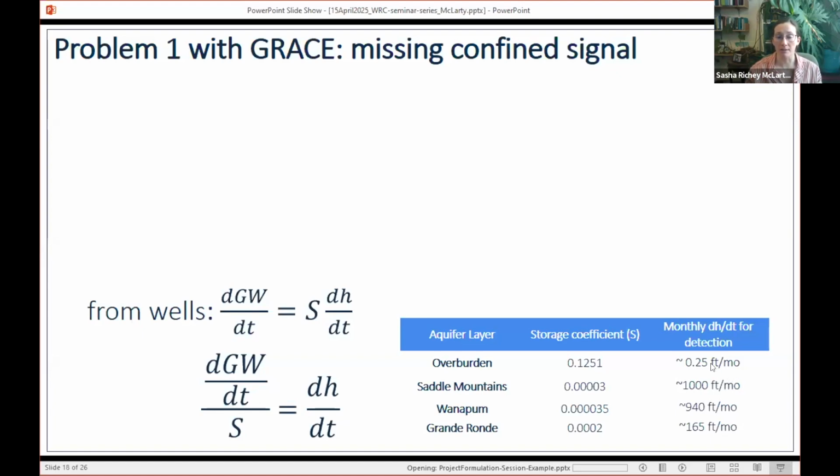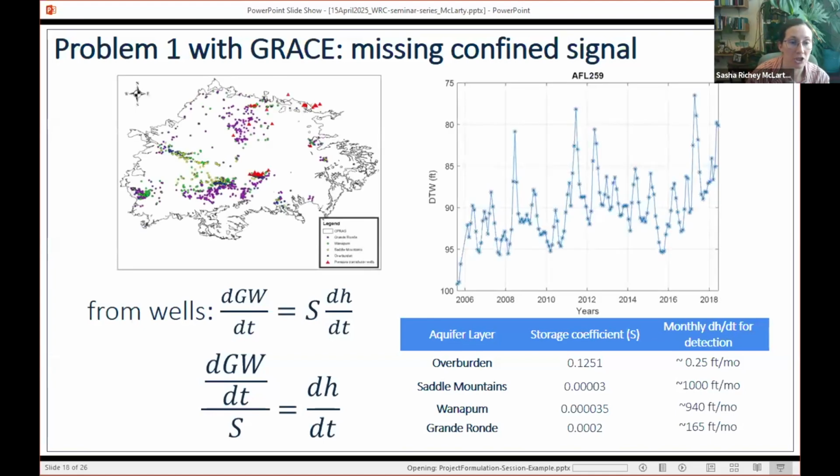So in the overburden, in that unconfined, if you have about a 1/4 foot per month, then that storage change is detectable, at least in theory, right? But then if we look at these head changes in the confined layers, we're working on installing more pressure transducers. There are already a number of pressure transducers in red here. Now, these dots are, sorry, this is so small. These dots are locations of monitoring wells used in this analysis, separated by aquifer layer. And then the red triangles are where there are pressure transducers.